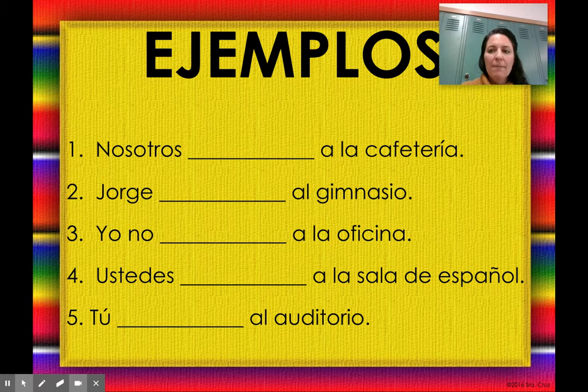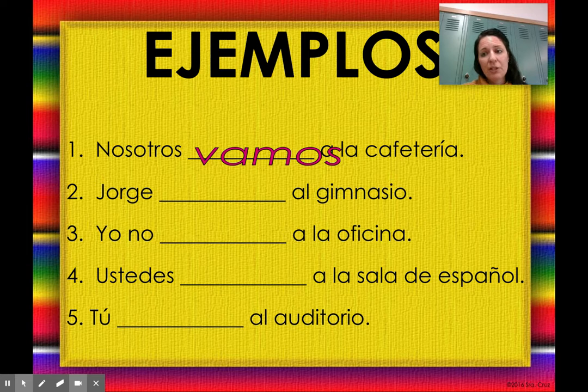So for número uno, what would we have? That's going to be vamos. Nosotros vamos a la cafetería. And what would that mean in English? There's actually three meanings to that. We go to the cafeteria, we are going to the cafeteria, or we do go to the cafeteria.